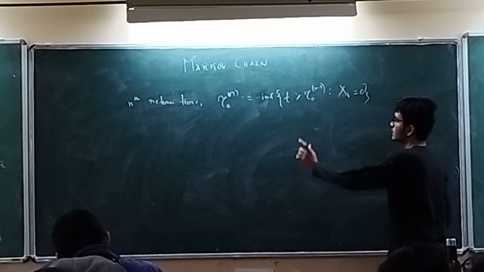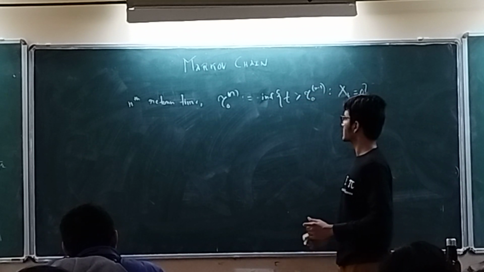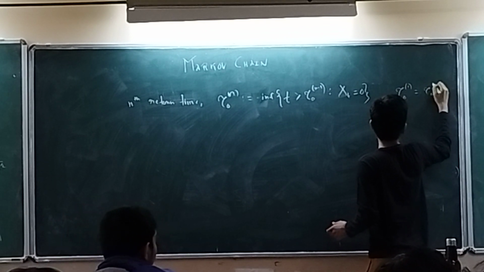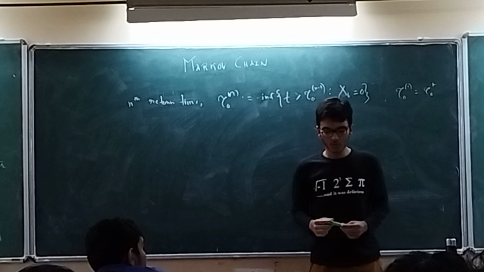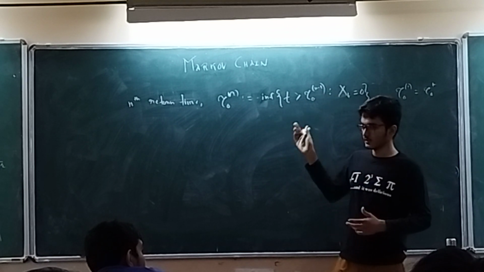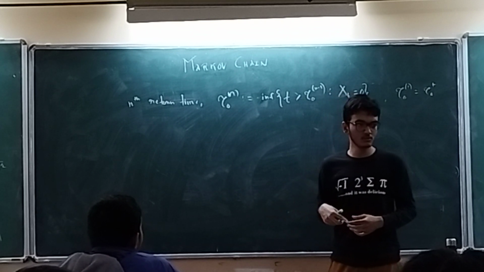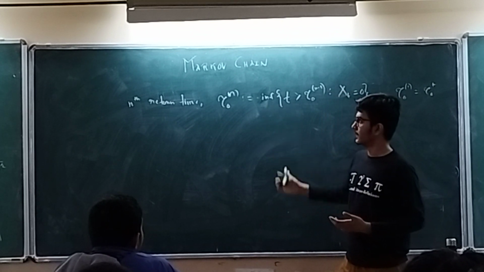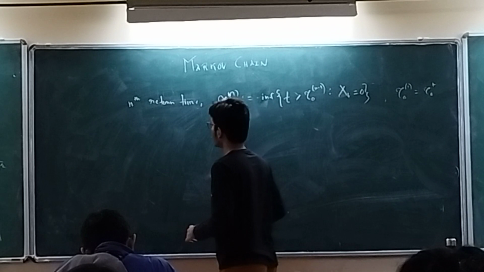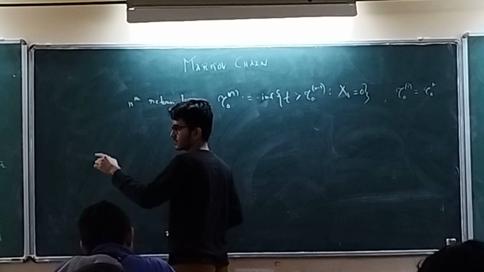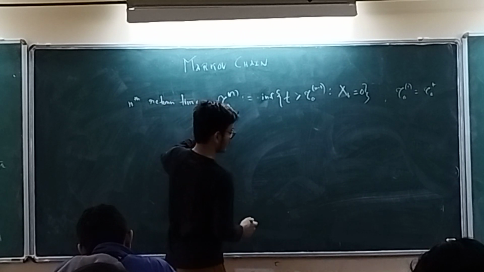So what does this say? You know what tau 0 of 1 is. Tau 0 of 1 is tau 0 plus. So once you know the first return time, you can define these things. Recursively, you will define the second time it returns back to 0, and the third time, and so on for n. Now, as I have already told, I will count the number of times it returns to 0 with the help of this.